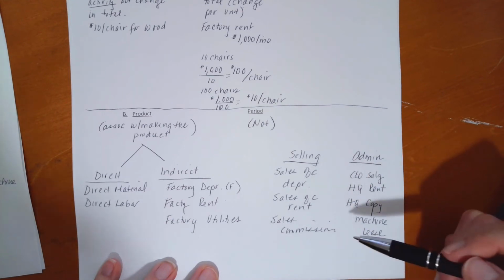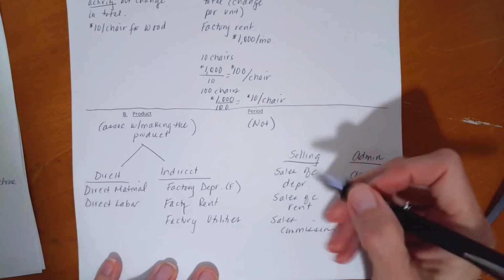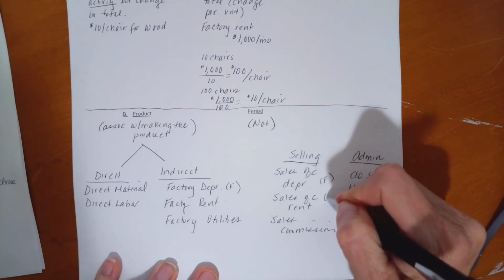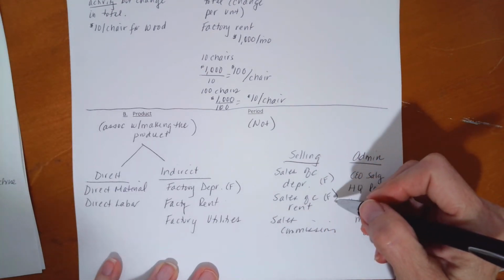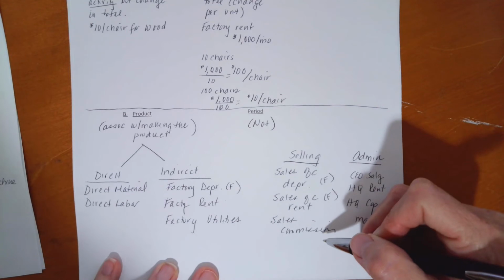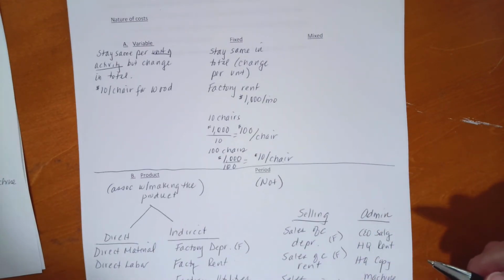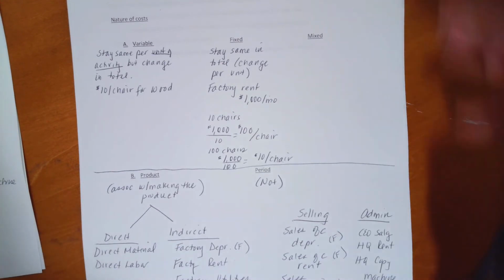Same over here. We can do the same with any of these costs. Sales office depreciation is going to be a fixed cost. Sales office rent is a fixed cost, right? So what about sales commissions? Do you think sales commissions are variable, fixed, or mixed?